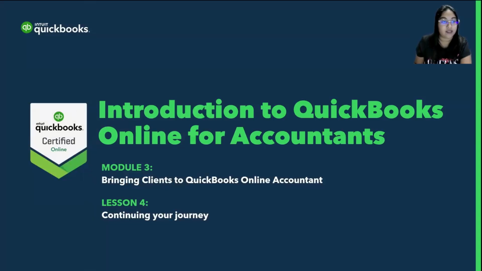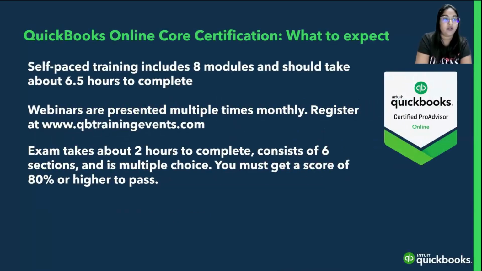And now we're going to look at continuing your journey, and this is the last section in Module 3. So if we look at the QuickBooks Online course certification, what are you going to expect? This is self-paced training, and it includes 8 modules and should take about 6.5 hours to complete. The webinars are presented multiple times, so you can register at QB training events or you can watch it on demand. And the exam takes about 2 hours to complete, consists of 6 sections and is multiple choice. So you need a score of 80% or higher.